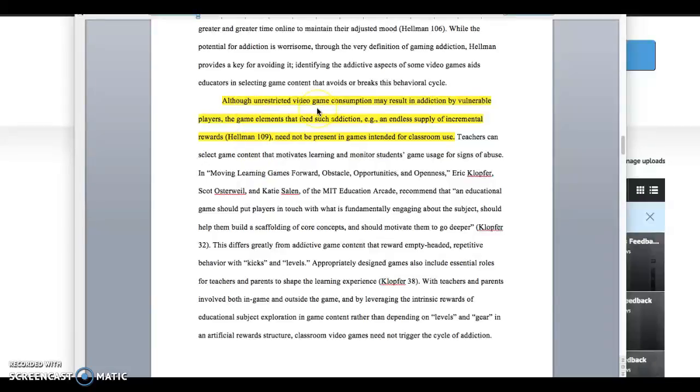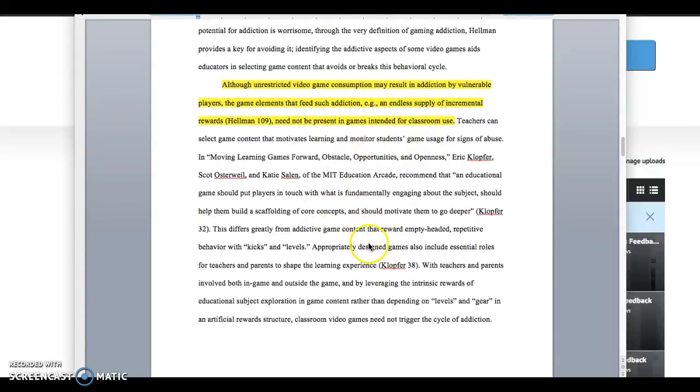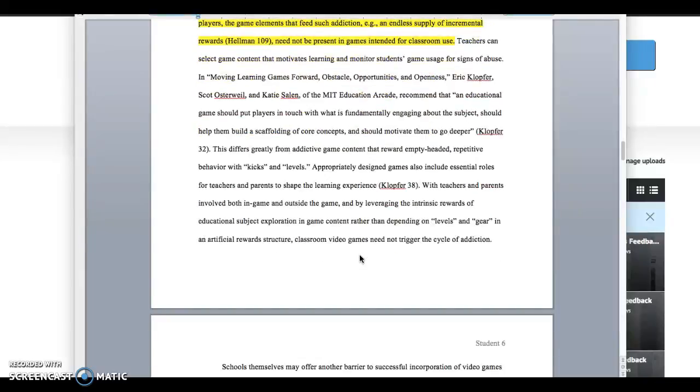Although unrestricted video game consumption may result in addiction by vulnerable players, the game elements that feed such addiction will not be present in the classroom. So he's contending against that. Again, a little bit of over source use here. He often gives the source with paraphrase, and that's okay. I mean, it's not okay. I'd like you to try and avoid that, but in terms of the whole essay, it didn't hurt his score too much because he had a lot of really good argumentation of his own voice throughout.